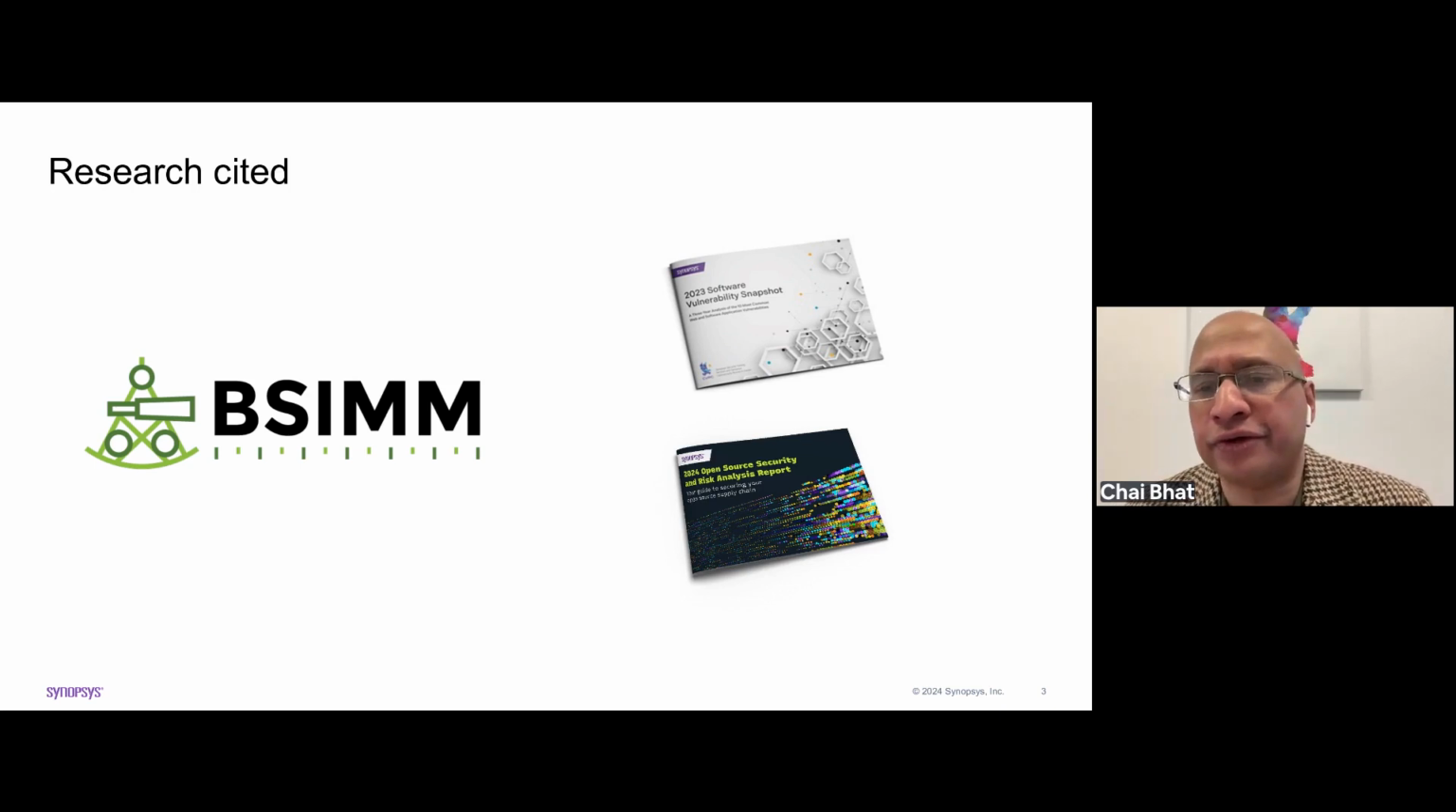The third piece of research is the Open Source Security and Risk Analysis report, the OSSRA. We publish that every year as well, and that's more focused on open source security and supply chain security and so on. So some of the data that you'll see here is from that as well.